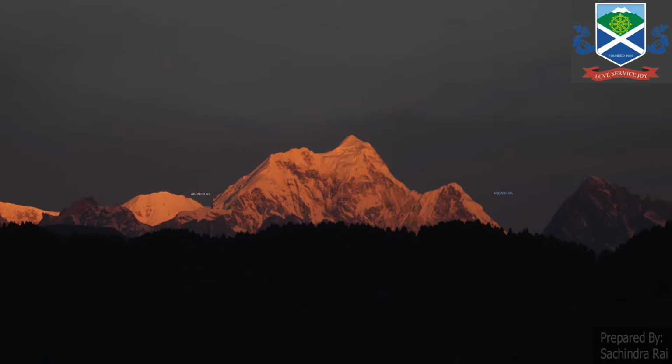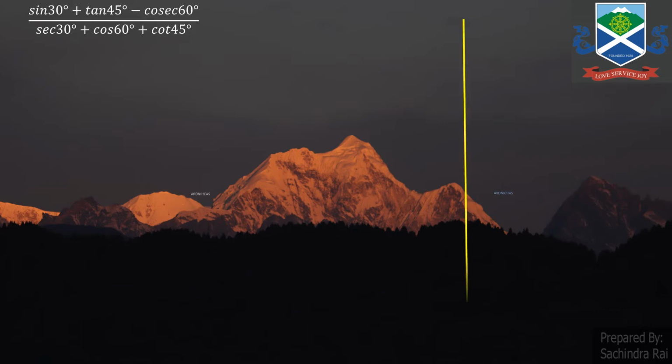Let us take another question. Sin 30 degree plus tan 45 degree minus cosec 60 degree divided by sec 30 degree plus cos 60 degree plus cot 45 degree. So before solving this, we will be writing the value of all these 6 ratios given to us. So sin 30 is 1 by 2, tan 45 is 1, cosec 60 is 2 by root 3, sec 30 is also 2 by root 3.